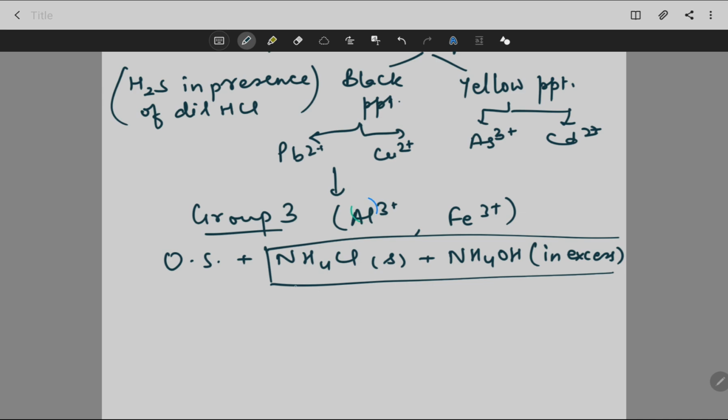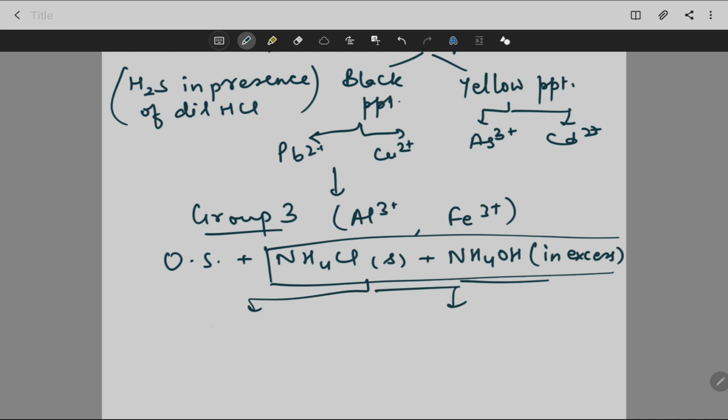What is the strong electrolyte here? Ammonium chloride, which suppresses the dissociation of ammonium hydroxide further, because of the common ion present, that is ammonium ion. That is how the concentration of hydroxide will be less, and that's how the solubility product of the hydroxides of this group will be less, and that is why these radicals will be precipitated here in form of their hydroxides.